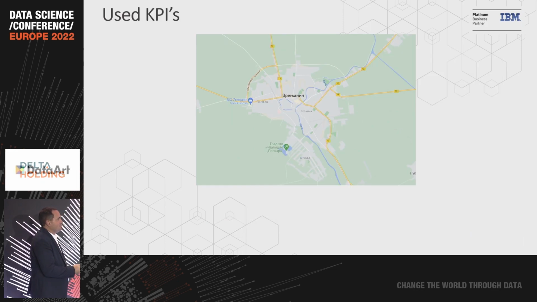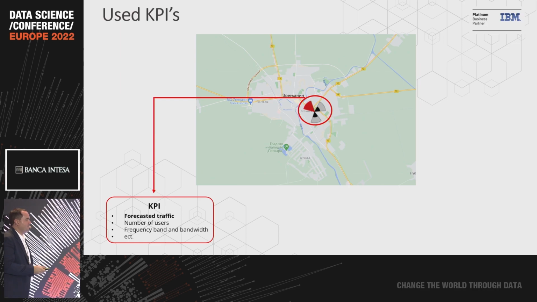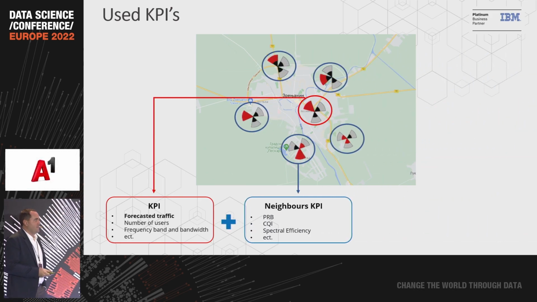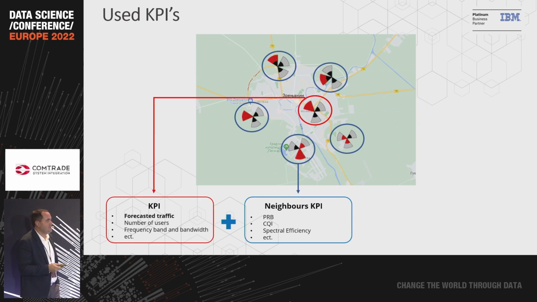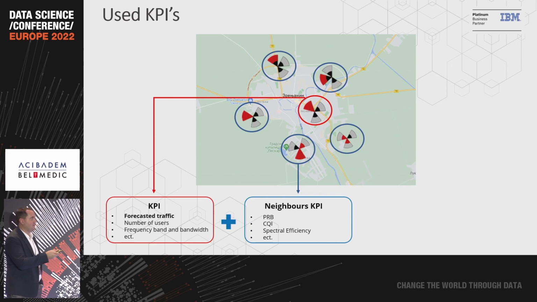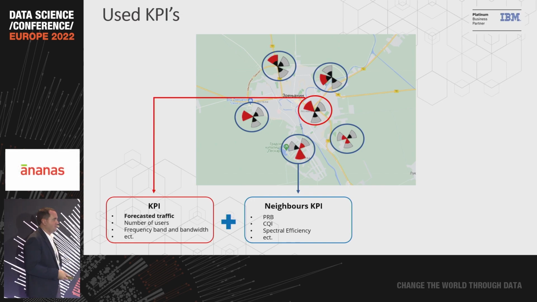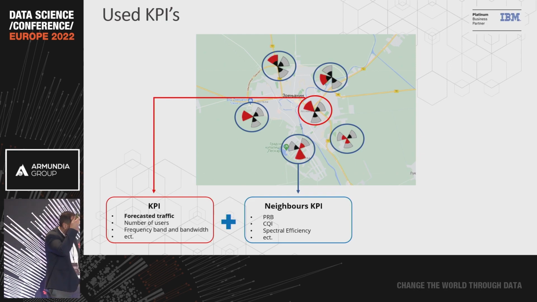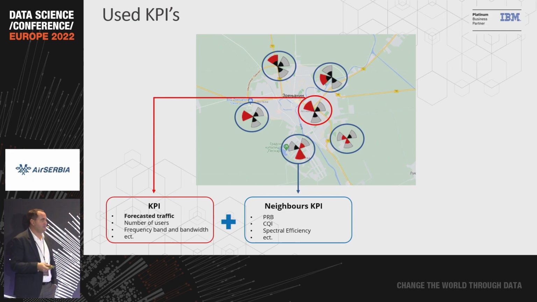Now, when it comes to the forecasting, we're back to this station. We are forecasting the traffic and the number of users, and we take into account, of course, the frequency band and the bandwidth. But all of this makes less sense without including the surrounding topology. We need to understand the neighbor KPIs, the performance indicators from neighboring sites and cells. Some of you who are from the telco environment should be familiar with these KPIs. It's mostly about the spectral efficiency per frequency band: what is the amount of free resource blocks and what is the channel quality indicator per cell in the surrounding area?